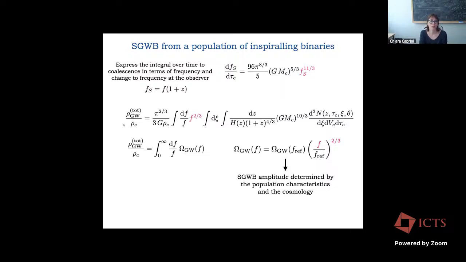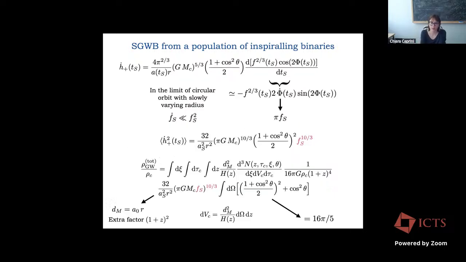Okay, and then you say the total energy is the integral in df over f of omega, and therefore what you find in the end is that omega as a function of frequency goes like f to the 2/3 over some reference frequency, and the amplitude is determined by all these things here, which are all cosmological factors, and by the characteristics of the population. Okay, so this is modeled out of astrophysical modeling of the population of these sources.